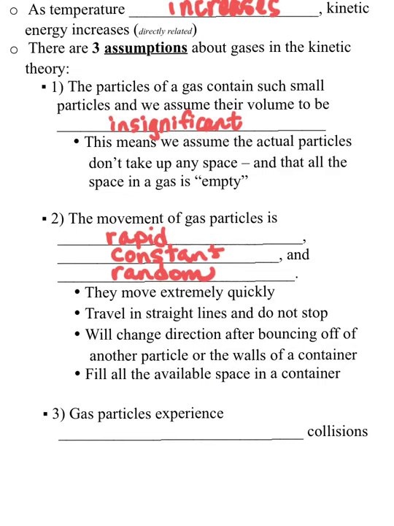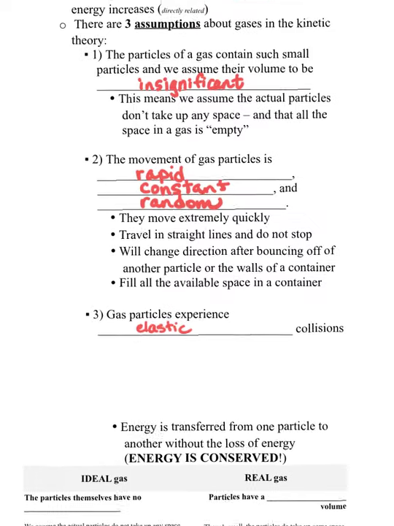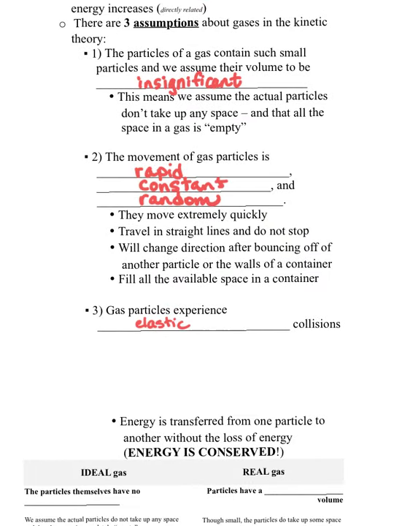Gas particles experience elastic collisions. Elastic collisions mean there is no energy transferred from particle to particle when they collide. There's no loss of energy. Energy is conserved.